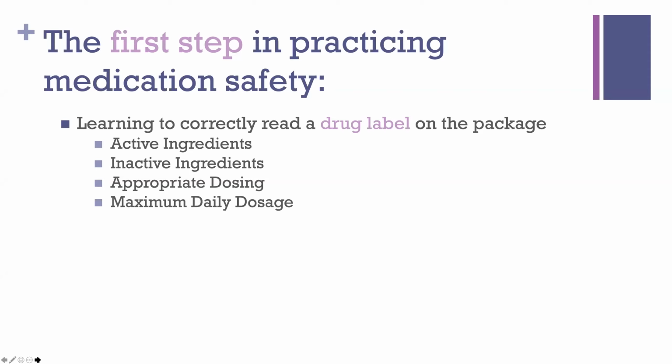So we look at active ingredients, which is important. You look at inactive ingredients, which is really more important. You look at the appropriate dosing on the package. And then the biggest thing you look at is the maximum daily dose. The worst case scenario is ibuprofen. We'll talk about ibuprofen in the normal way, but there's a maximum dosage that we have for ibuprofen and naproxen, aspirin, and other things.